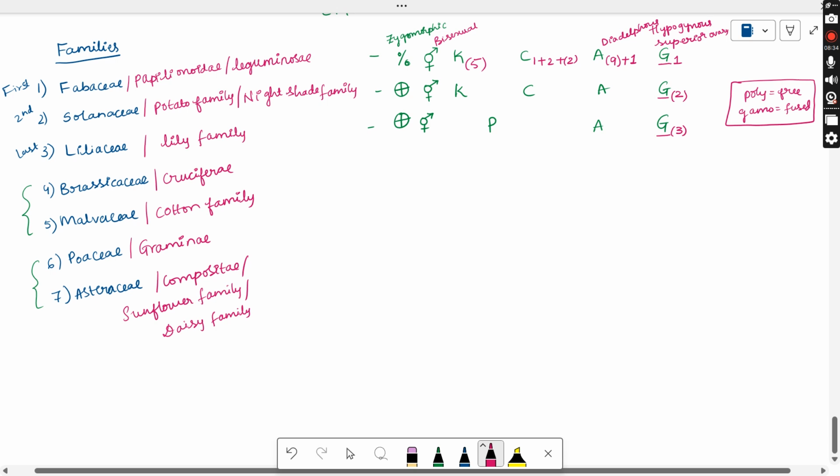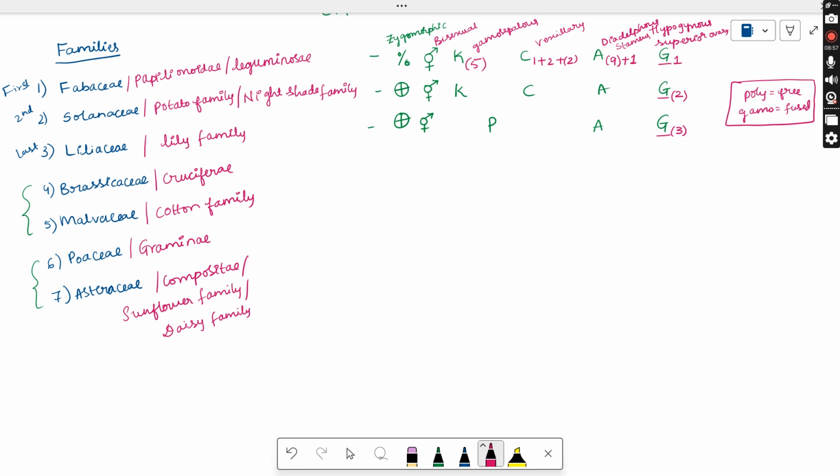As all the sepals are in fused condition, we call it the gamosepalous condition that can be seen in the Fabaceae. Coming to this corolla, it is showing the vexillary type of estivation. And the stamens are in diadelphous condition forming two bundles. And a hypogynous superior ovary is present. So that is the floral formula for Fabaceae.